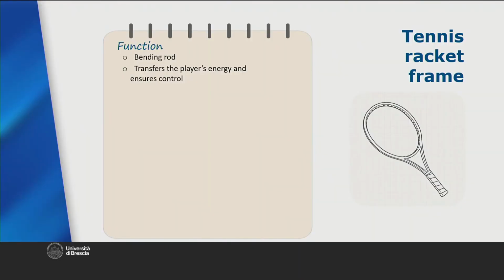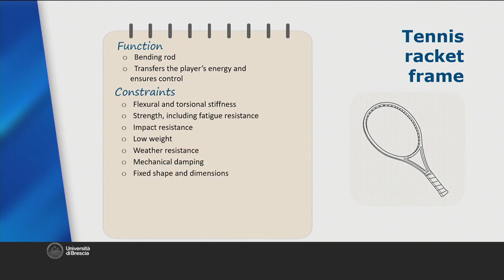Although its shape can be complex, the function of a tennis racket frame is comparable to that of a beam subjected to bending, which transfers the player's energy to the ball and ensures precision and control in the shot. Let's identify the constraints. The racket must provide flexural and torsional stiffness, mechanical strength, fatigue resistance, and must withstand frequent impacts during play. The weight must be kept low so as not to tire the athlete, and the frame must withstand exposure to the elements.